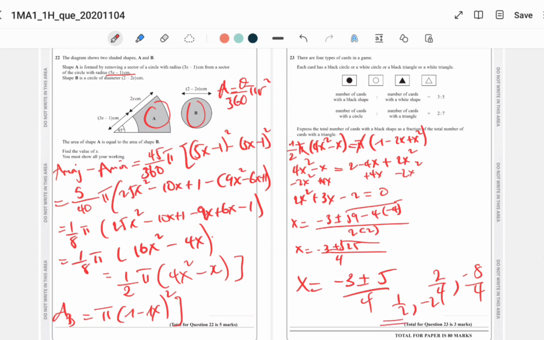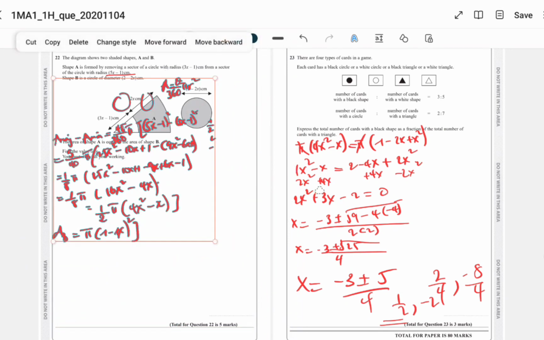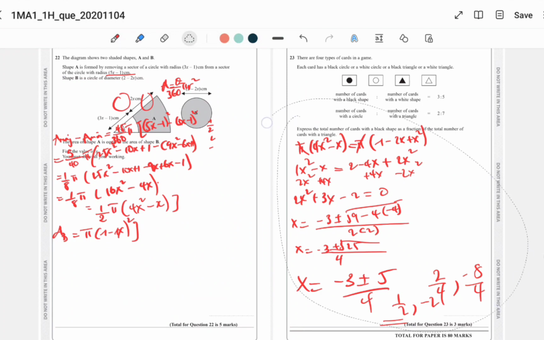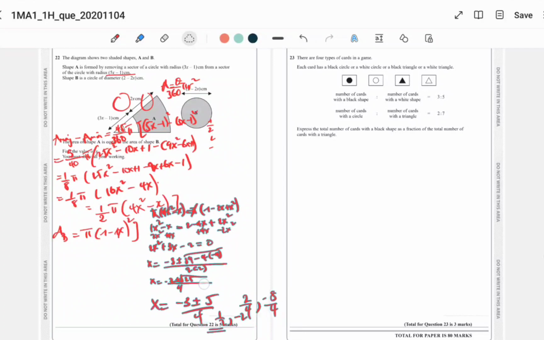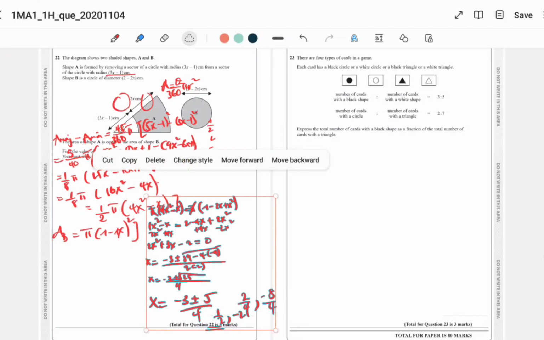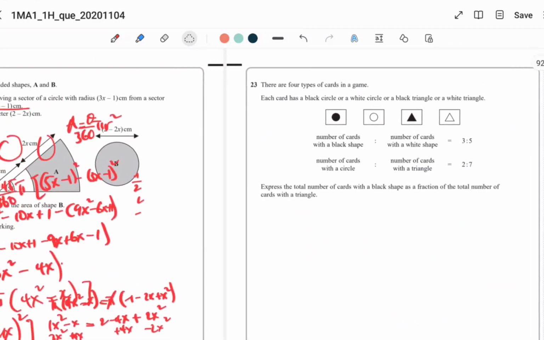Okay, this was a super long question, which is really tedious, so I'm just going to go ahead and reduce all of this, put them in one space so that we can do the last question. Okay, which is question 23.